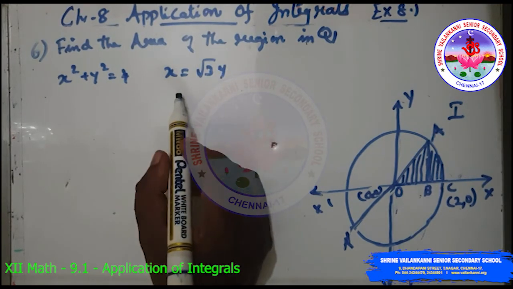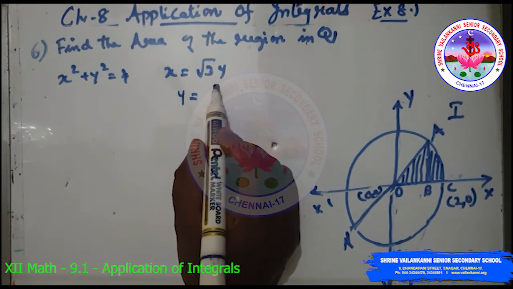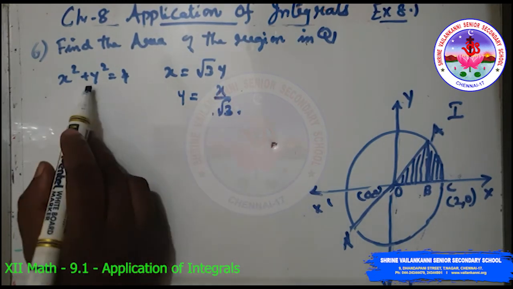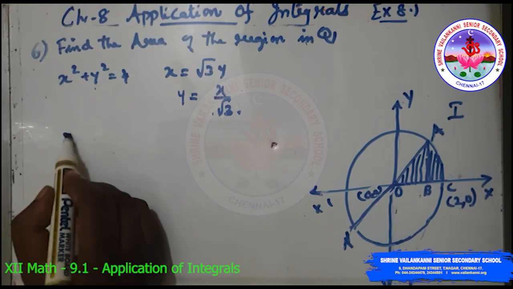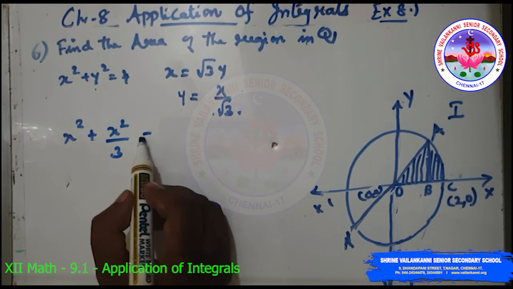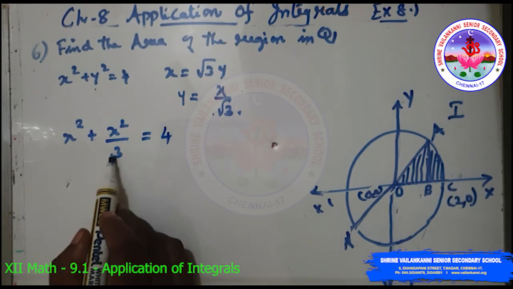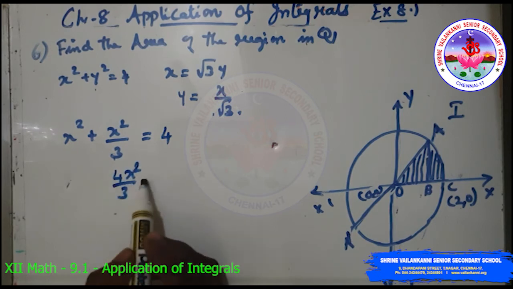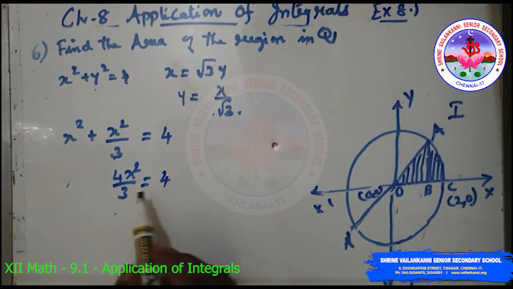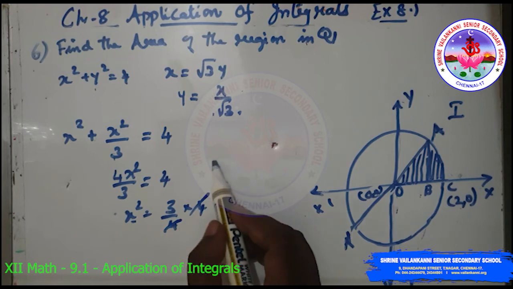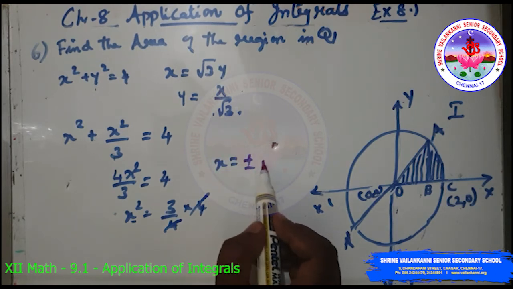Here x is root 3 y, so we can write y is x by root 3. Substituting y equal to x by root 3 in the circle. So x square plus x square by 3 is equal to 4. Taking LCM, 3x square plus x square, which is 4x square by 3, equal to 4. So x square equal to 3 by 4 into 4, cancelling 4, x square equal to 3. So x is equal to plus or minus root 3.